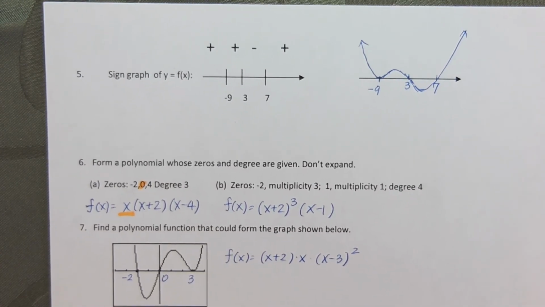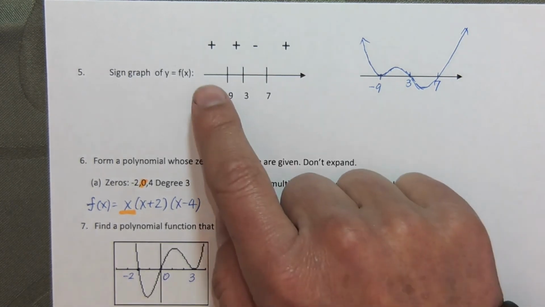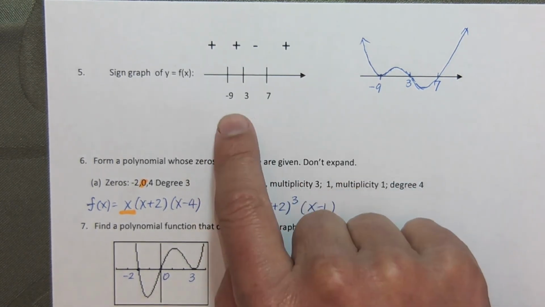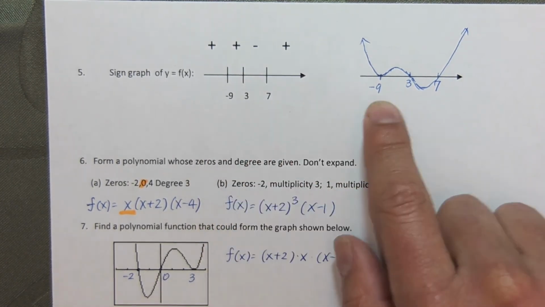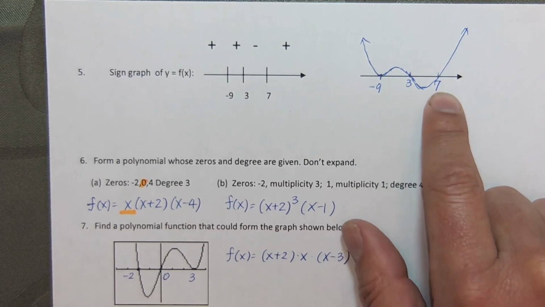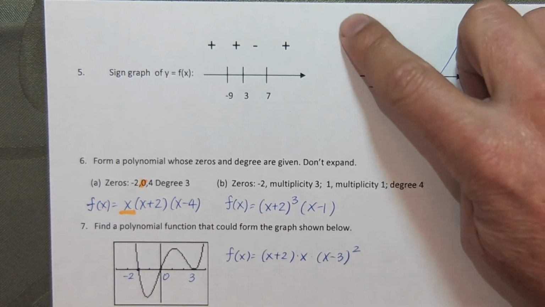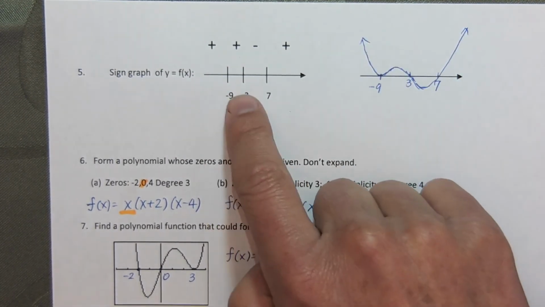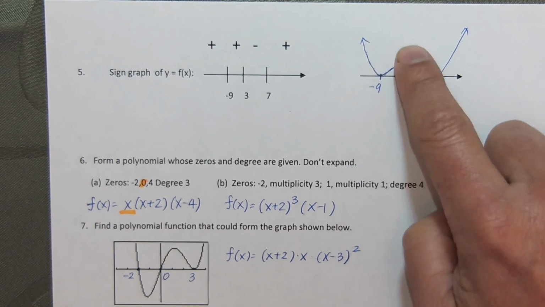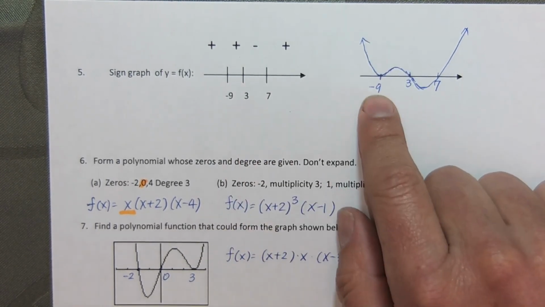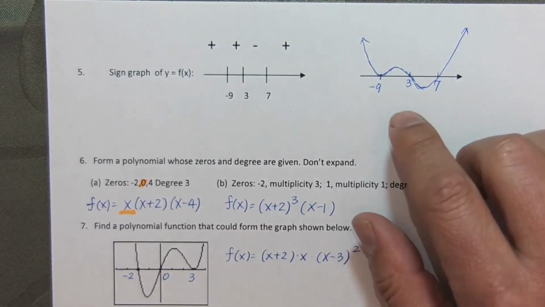So let's talk about the signs. So if we have signs like this, and we have zeros at -9, 3, and 7, here we have -9, 3, and 7, we don't know the degree of this, but it says that it starts positive. So positive means it's above the x-axis. And after 9, it's also above the x-axis. So we know we're getting a bounce here. So that's going to be a multiplicity that's even in this case.